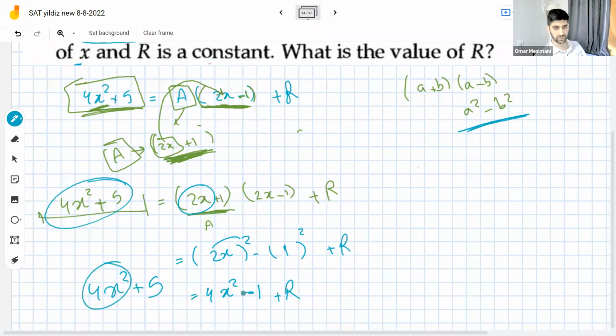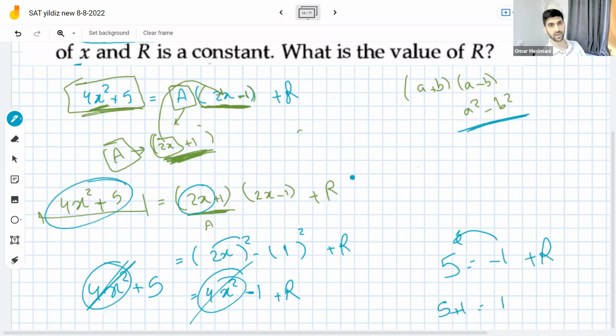4x squared and 4x squared, you can cancel them out. So what do you still have? You still have a 5 equals to -1 plus r. Can you solve it? Yes, I do. I'm going to get which is 5 plus 1, which is equals to r. And now the final answer we have is what? Is 6. And r equals 6.